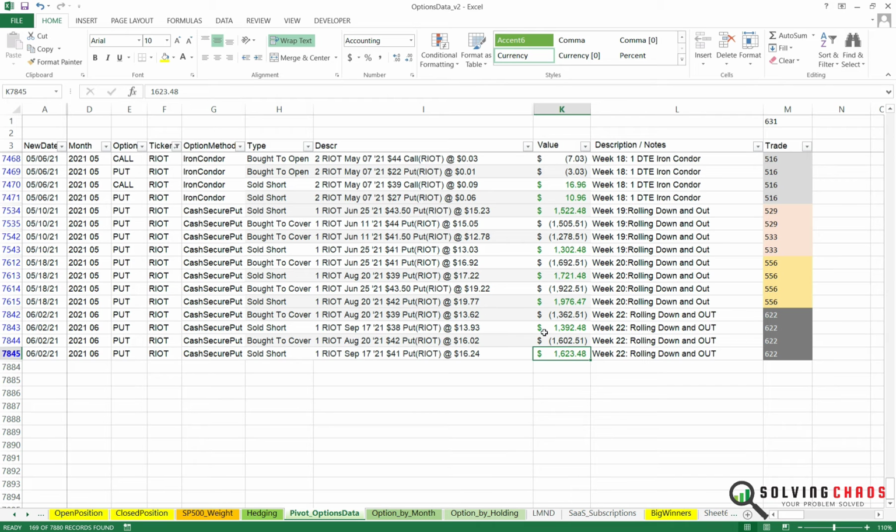These can still get early assignment, which means I will be overpaying for RIOT Blockchain. It is still trading at like $26 or $28 per share, and you can see my strike prices are in the 41 here and 38 here. So the goal is to reduce some risk by pushing it out further.